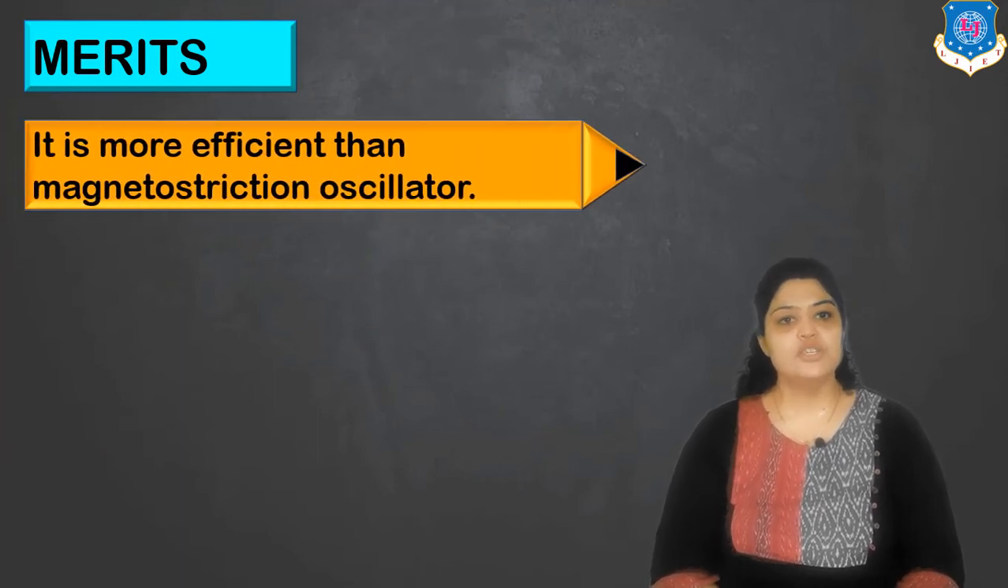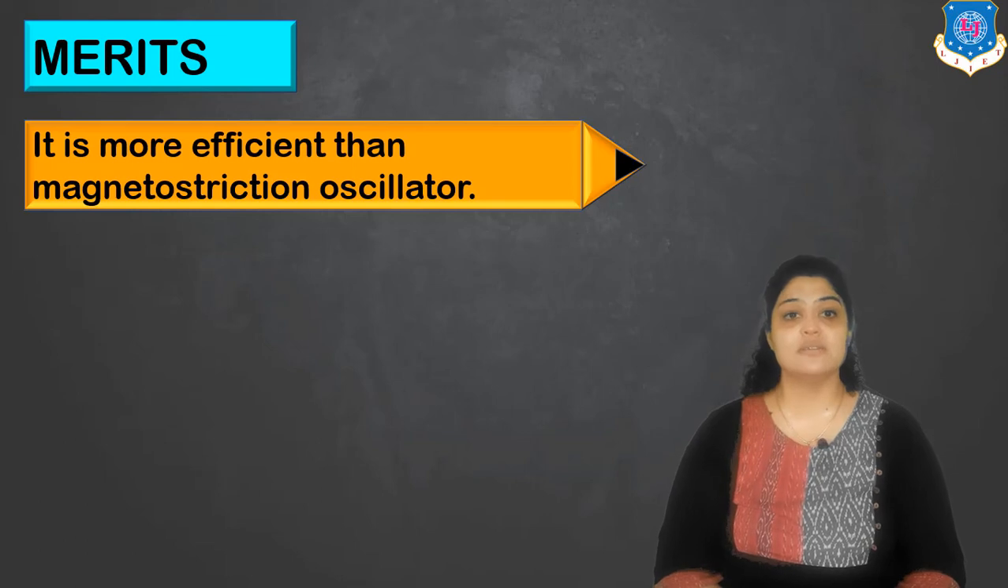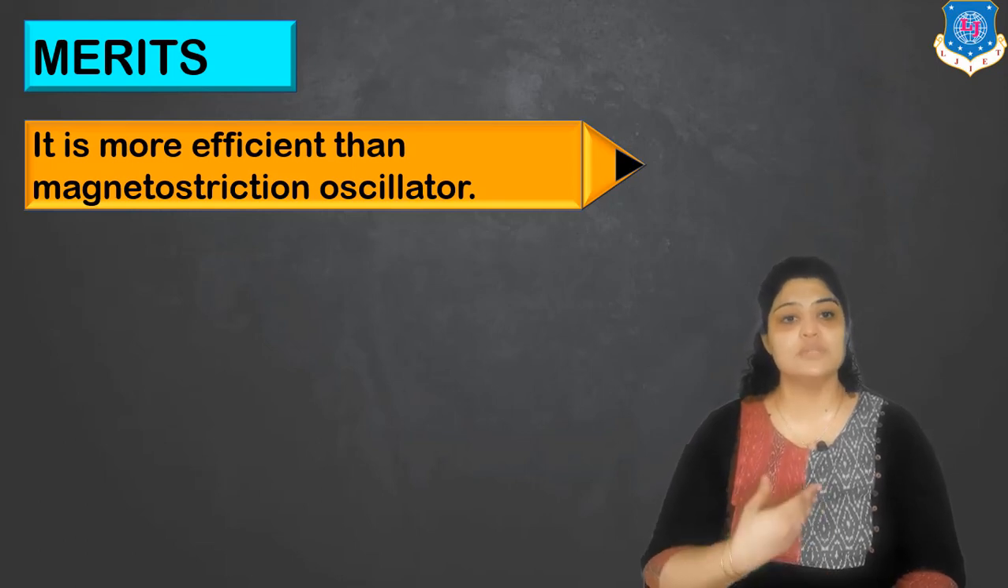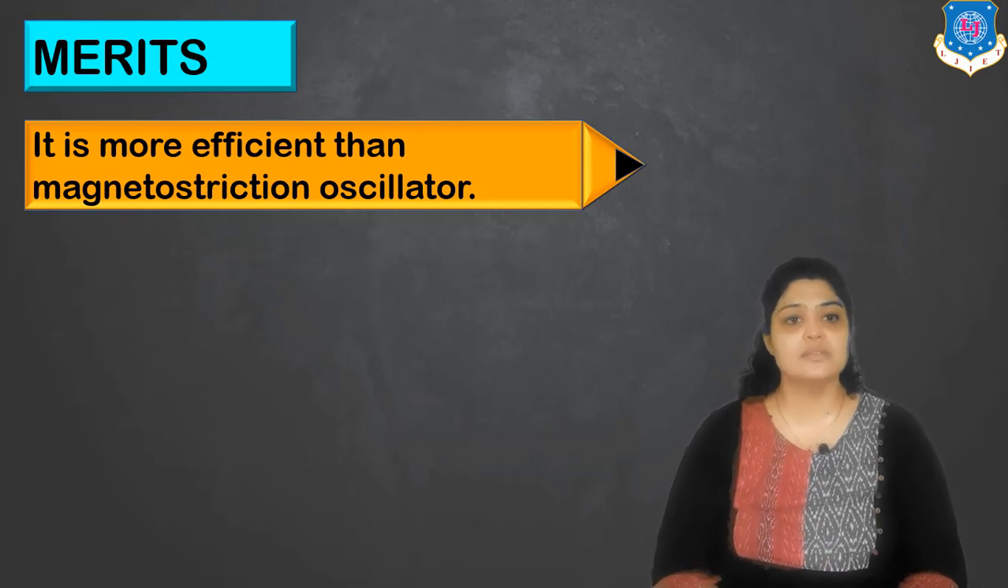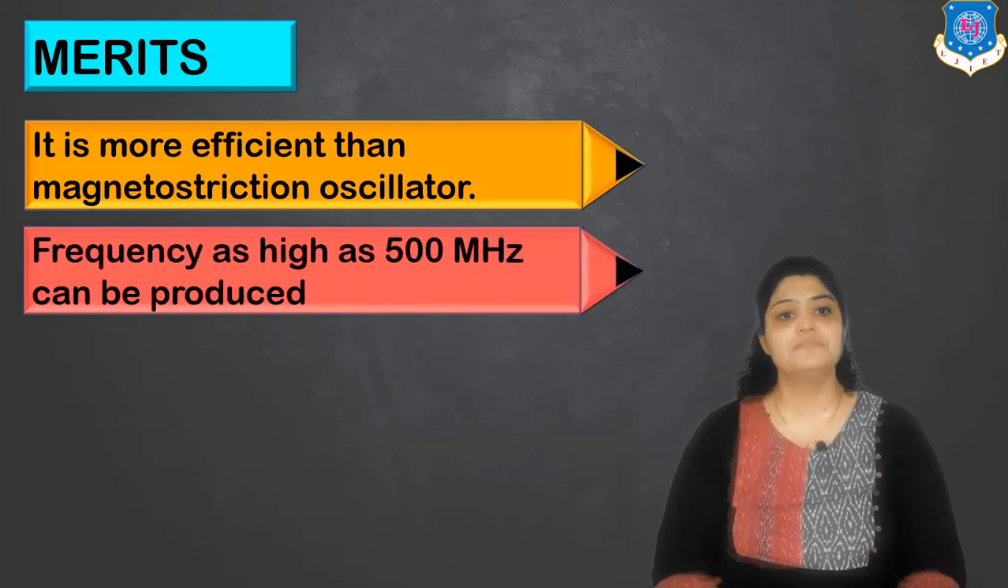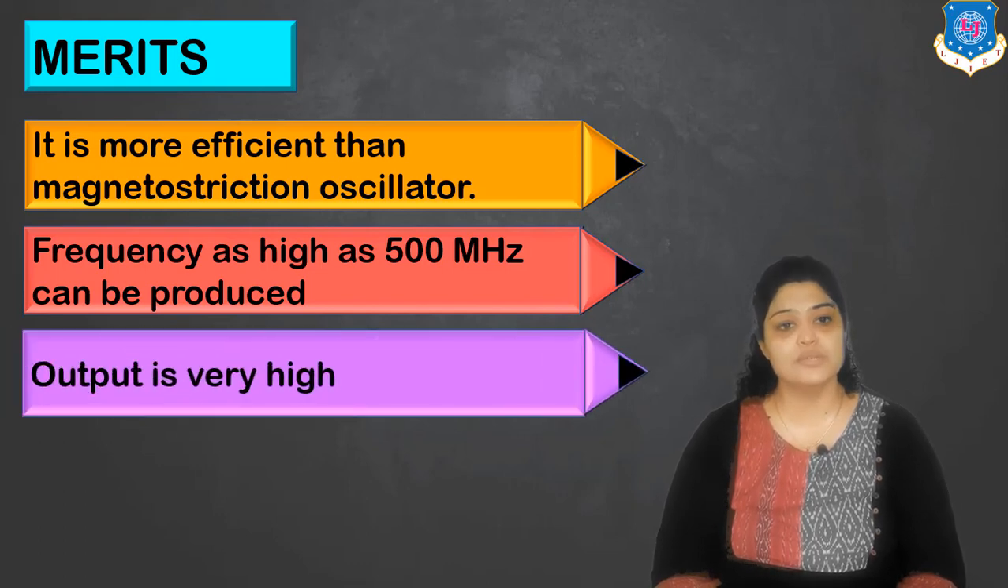So I would say that resonance is the condition where particularly ultrasonic waves are generated. Merits or advantages of this type of oscillator, that is of the piezoelectric oscillator. It is more efficient than the magnetostriction oscillator, the first type of oscillator which uses ferromagnetic material. So this is more efficient compared to the magnetostriction oscillator. Frequency as high as 500 megahertz, or you can say 5 into 10 raised to 8 hertz, can be produced.